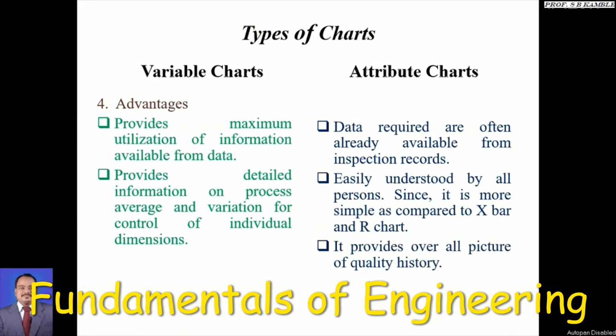And it provides an overall picture of the quality history. It means if we are getting more defective products, then we have to focus on the process we are following, so that we are more concerned about quality, and it gives the overall history of quality. So what different measures we have to take to control that quality, that information we will get by using these attribute charts.